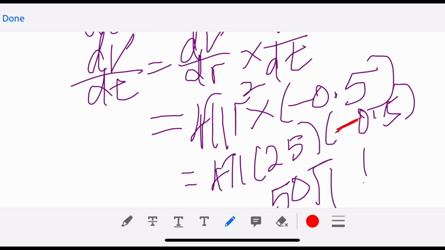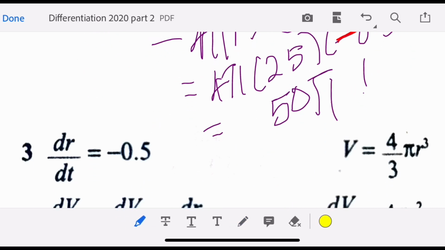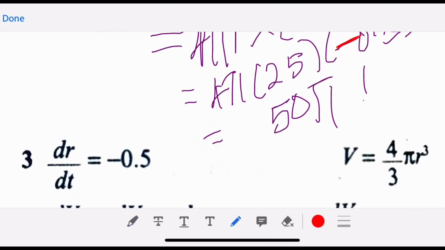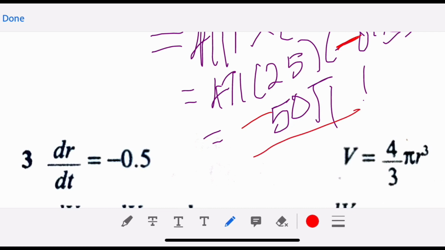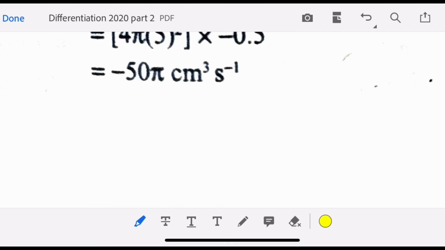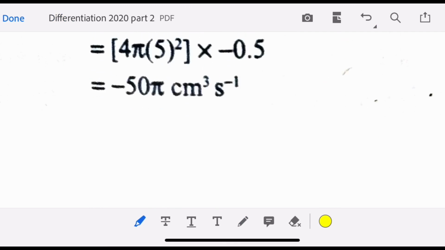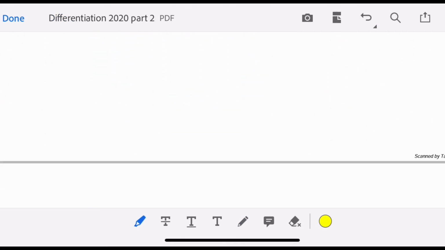I think I didn't write it. Please write the negative for me. I highlighted it already. See, negative. Yes, it is a must to write negative 50 pi. Yes, that is the right answer. Without the negative, they will deduct your marks, because no negative means increase, negative means decrease. There is a very big difference between increase and decrease.